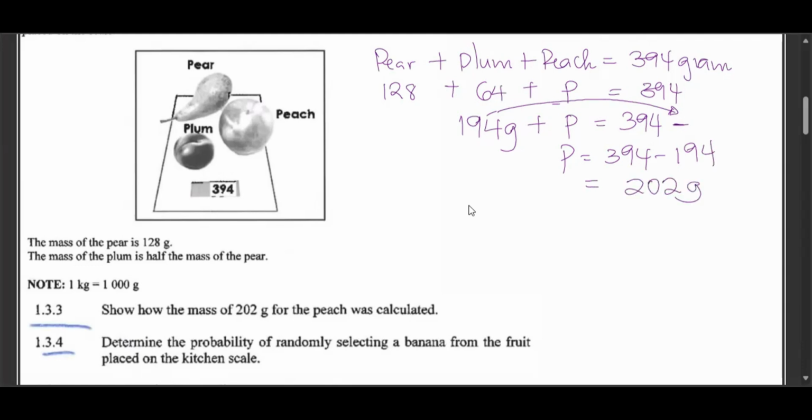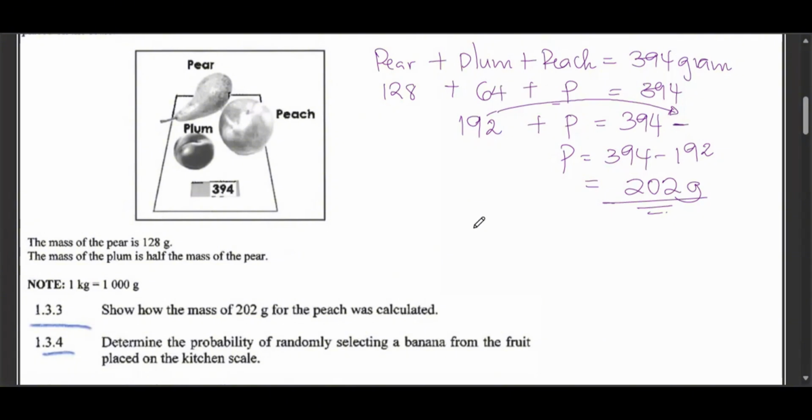When you add this, you get 192. When you subtract, you end up having this much. That's how they wanted you to show that.